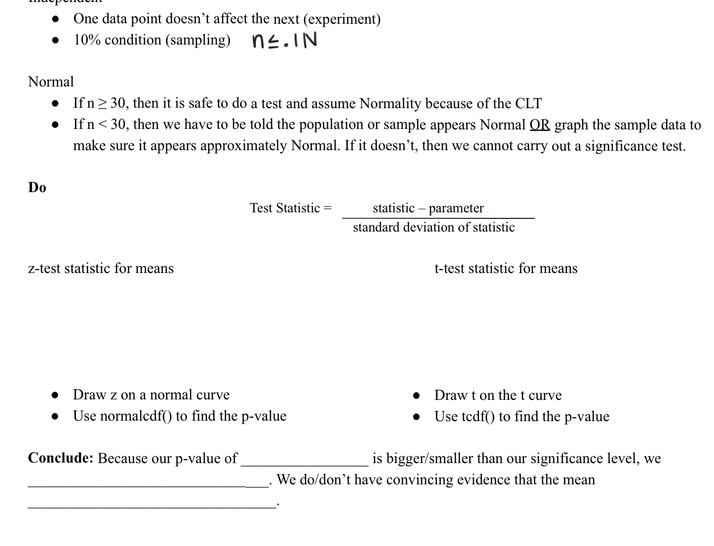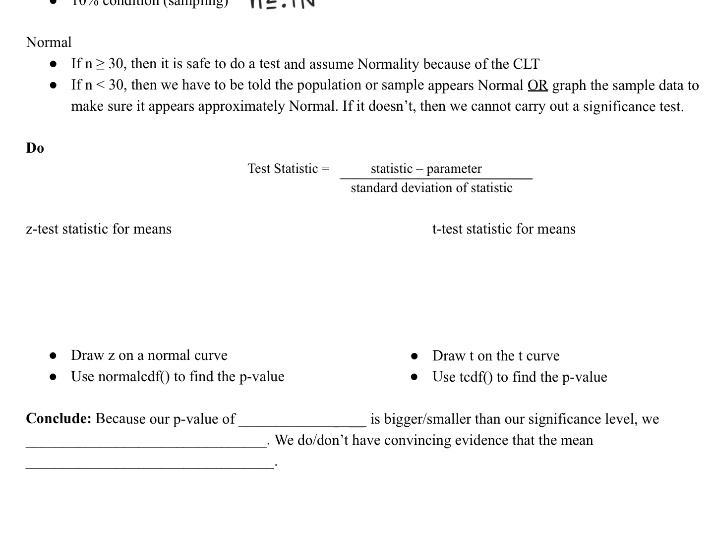And then for our test statistic, just to refresh, in general it is the statistic minus the parameter over your standard deviation. We have two different test statistics depending on whether you're doing a z-test or a t-test. If you're doing a z-test, z equals x bar minus your mu naught over the population standard deviation over the square root of n. We use normal CDF to find our p-value once we have our z-test statistic.